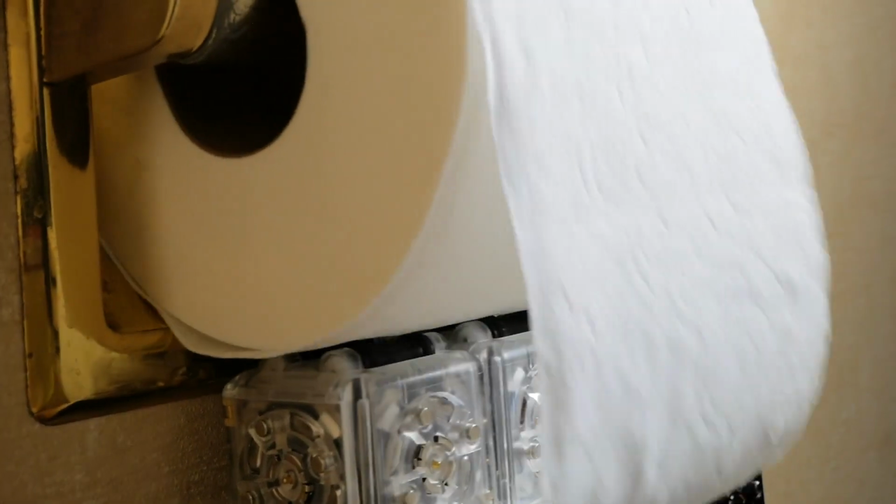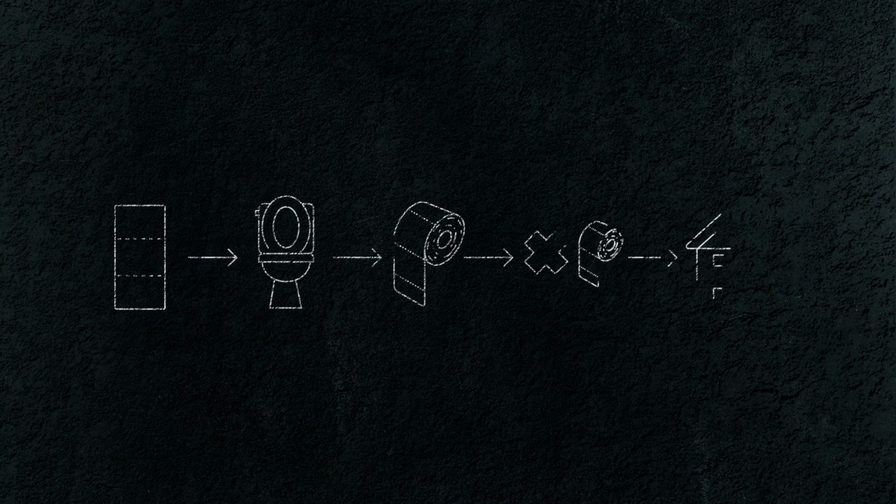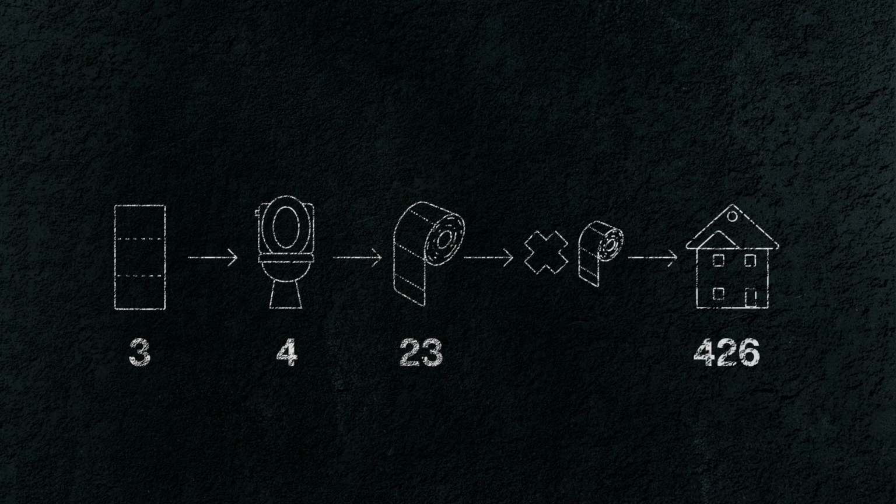Reliable robot rationing. Doing a little math, this robot should dispense 3 sheets per swipe. Assume a generous average of 4 rations per visit, which means each roll should cover 23 poos. Multiply that by the number of rolls remaining, and my house can expect about 426 poos before we need to source more TP. Mathematics.